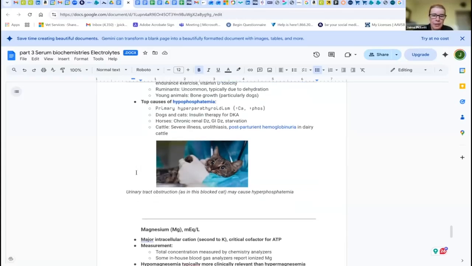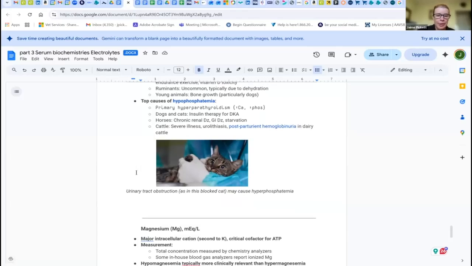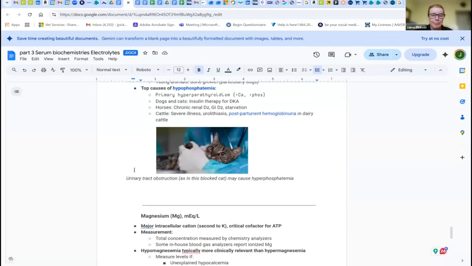So here's a little kitty with urinary tract obstruction. So he's blocked and he has an increase in phosphorus, hyperphosphatemia.